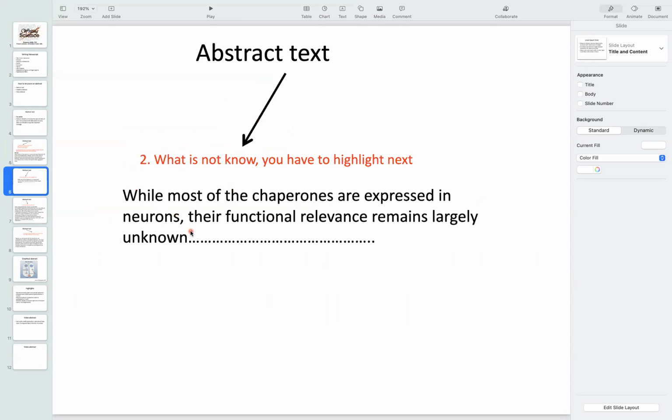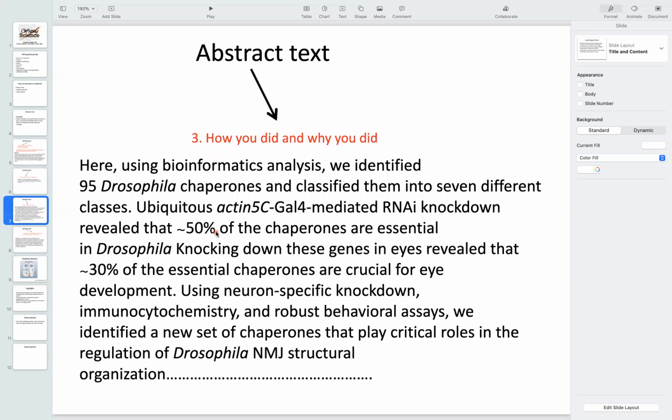Then the next step is what is not known, and you have to highlight that in the text. Here I have written, in the context of sapiens, while most of the sapiens are expressed in neurons, their functional relevance remains largely unknown. So you have to highlight what is not known. That should come in the second step. And the third step should be how you did it and why you did it.